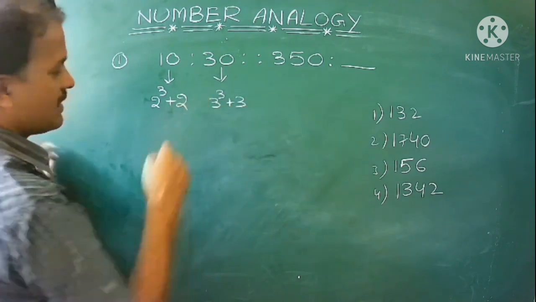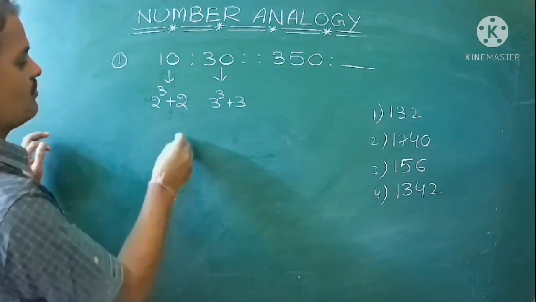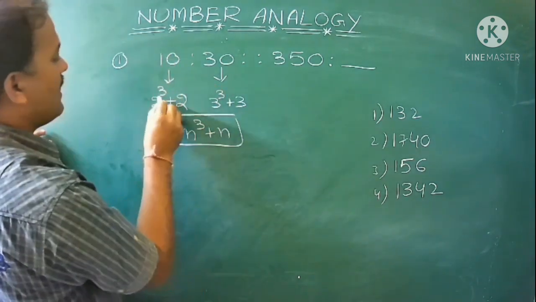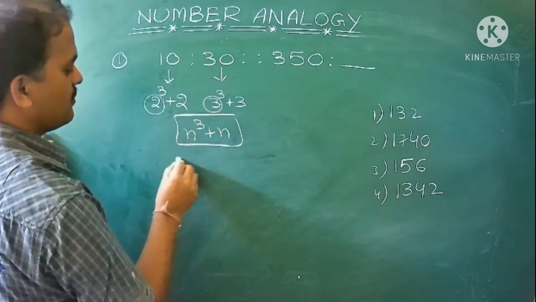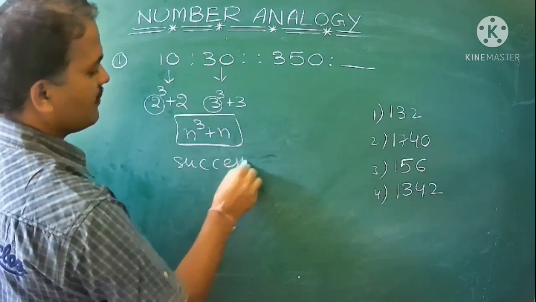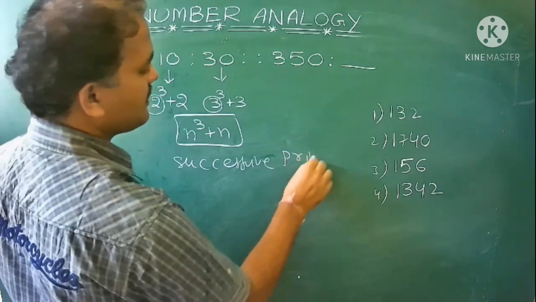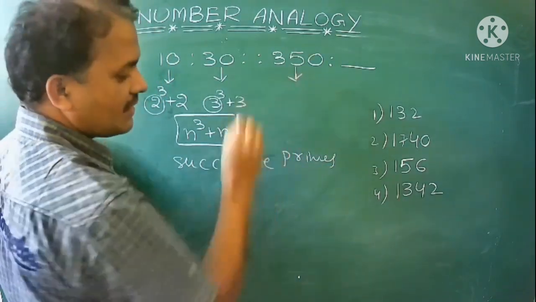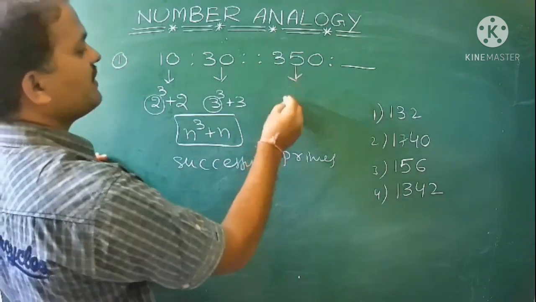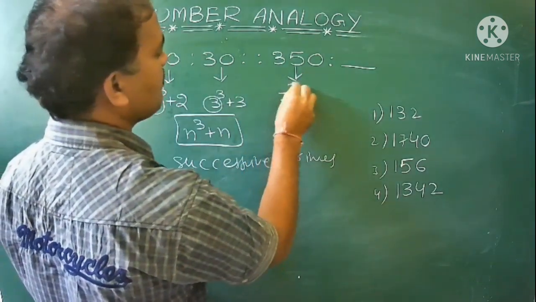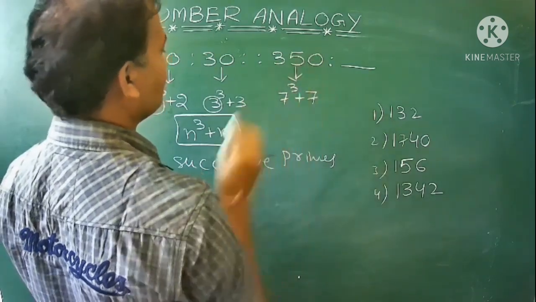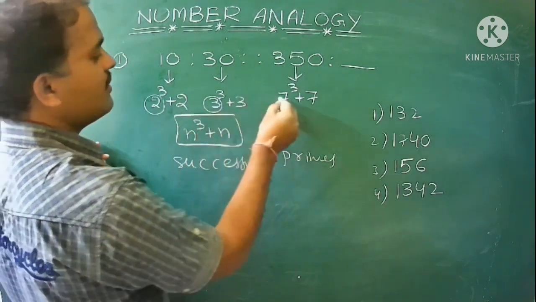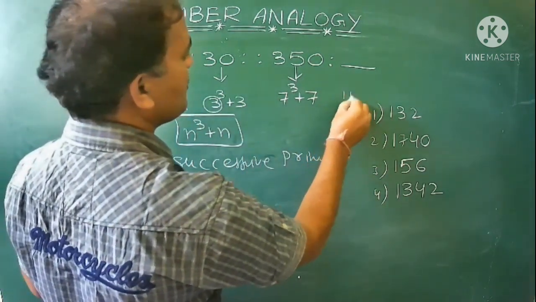You will get one relation now. 2 cube plus 2 and 3 cube plus 3 is the n cube plus n relation. And here 2 and 3 are called successive primes. Similarly, 350 can be written as, the nearby cube is 7, 7 cube plus 7. The next consecutive prime number after 2 is 3. The next consecutive prime number after 7 is what? That is 11.